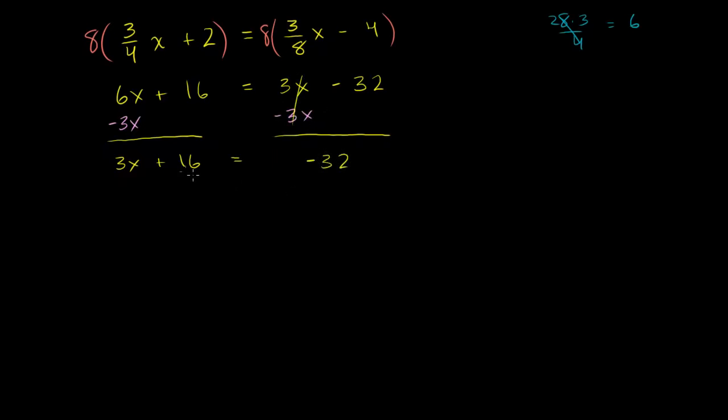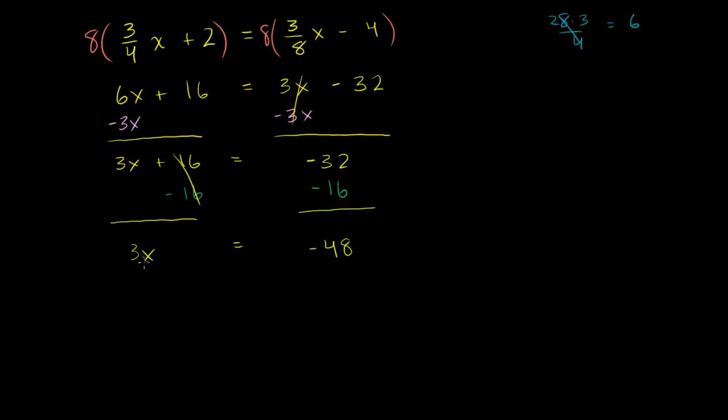Now, let's get rid of the 16 from the left-hand side. To get rid of it, we're going to subtract 16 from both sides of this equation. The left-hand side just becomes 3x. These 16's cancel out. You don't have to write anything. Is equal to -32 minus 16, which is -48. So we have 3x is equal to -48.